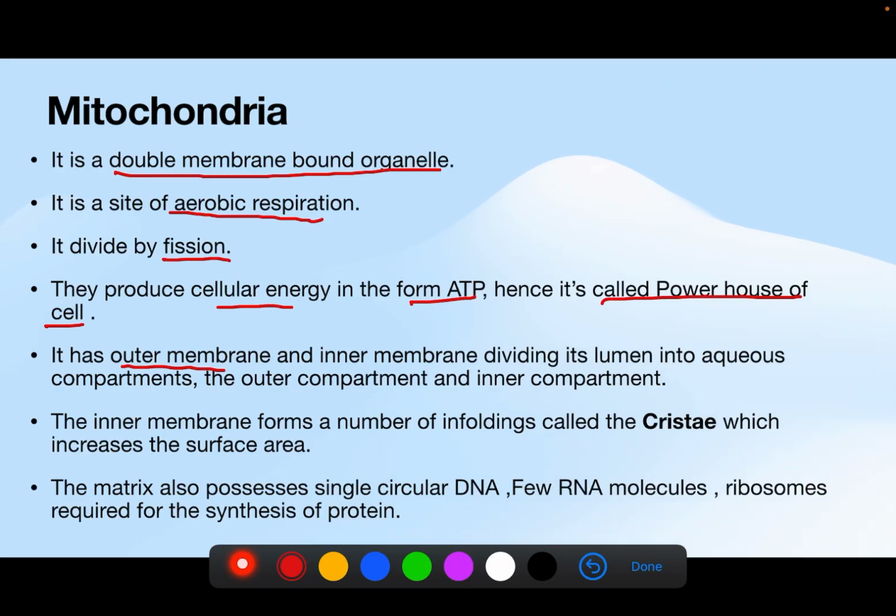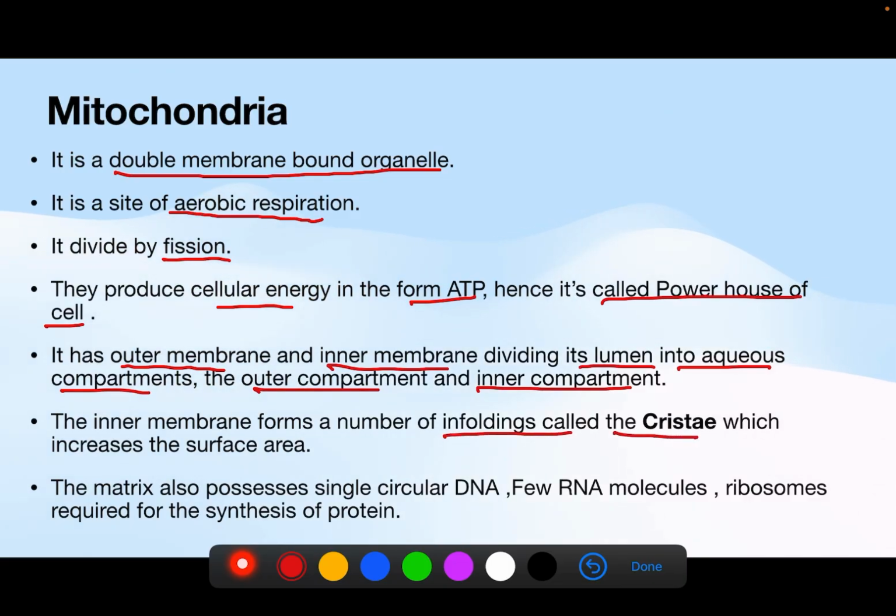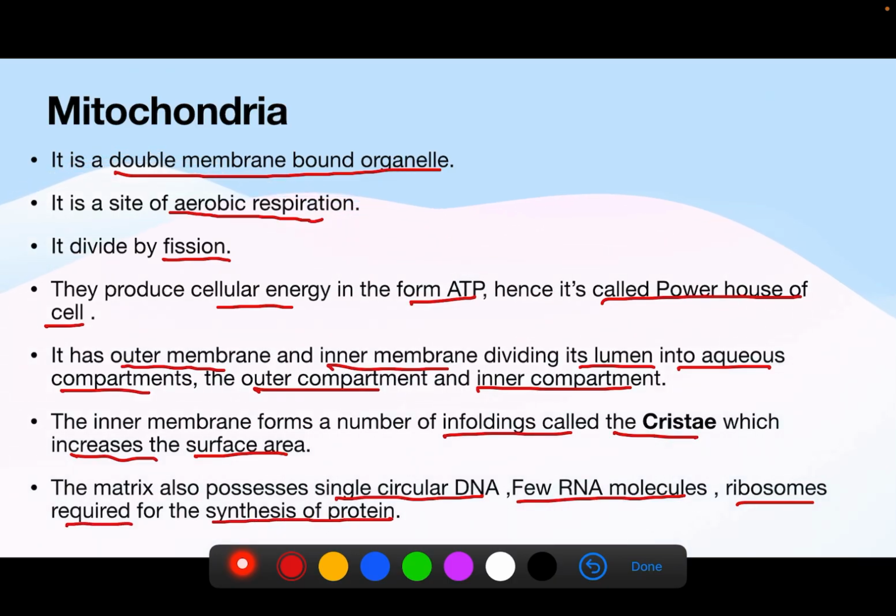It has two membranes, one is the outer membrane and the other is the inner membrane, which divides its lumen into the outer compartment and the inner compartment. The inner membrane forms a number of foldings called cristae, which increases the surface area. The matrix also possesses a single circular DNA, a few RNA molecules, and ribosomes required for the synthesis of proteins.